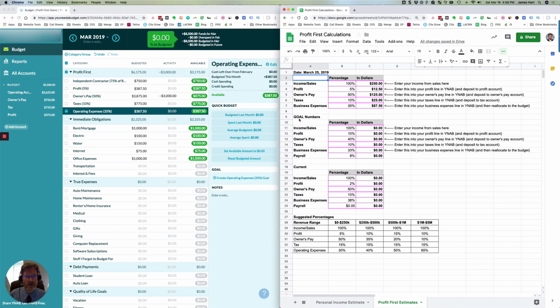I've got listed in here goal numbers, so this may be where you want to be. I've got where you are currently, and maybe you want to change. You can play around with this and do different things, but that's basically it. That's how I run Profit First for my business, in conjunction with YNAB. By the way, I will say I also have a bookkeeper who does all my QuickBooks. So this is not to take the place of a bookkeeper by any stretch, but there you have it.